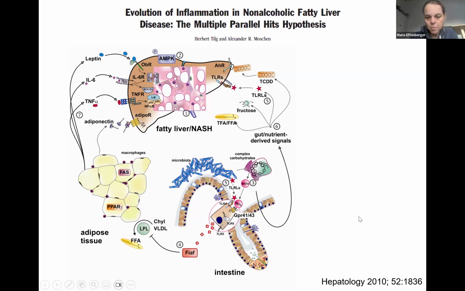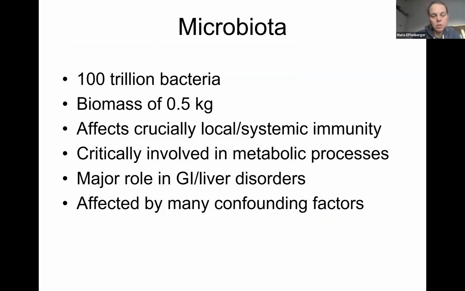As you can see, this paper is not new, it's from 2010, but on the understanding of how these three organs interact, nothing has changed really. So if we look closer at the microbiota, we have about 100 trillion bacteria in our gut. It's a biomass of 0.5 kilo or 1 pound. And as I already mentioned, it crucially affects local and systemic immunity. It is critically involved in metabolic processes.